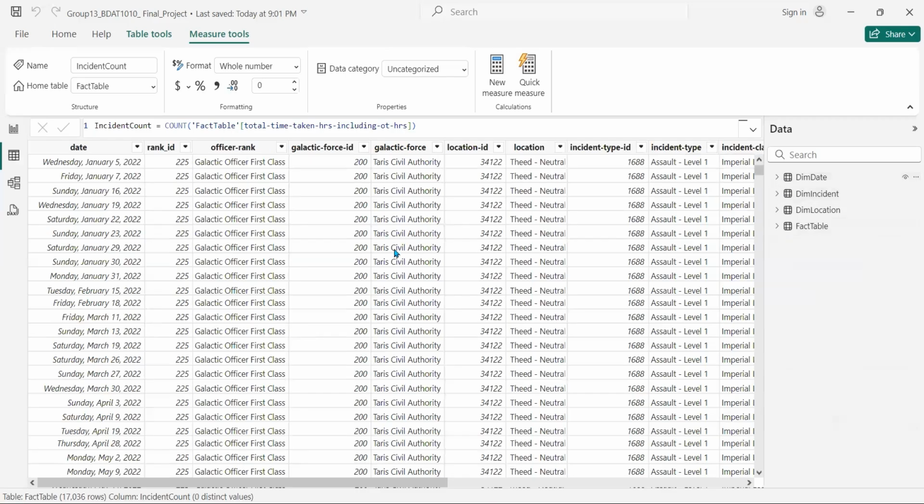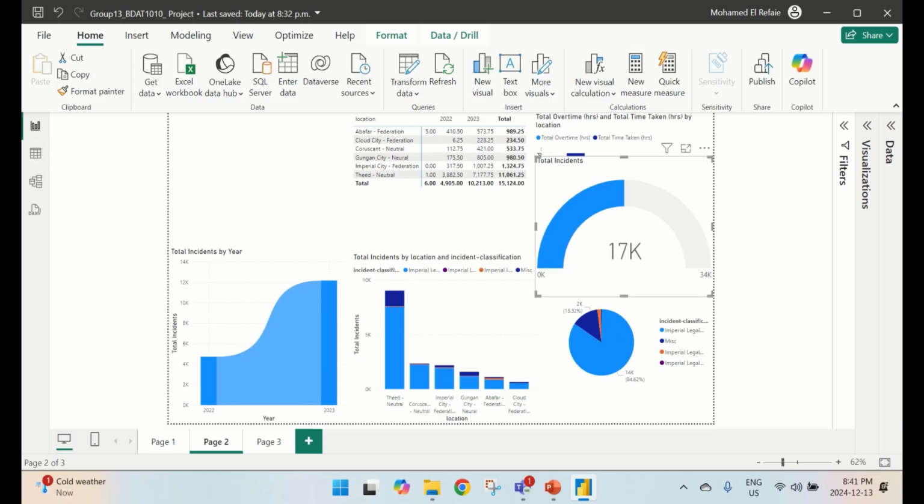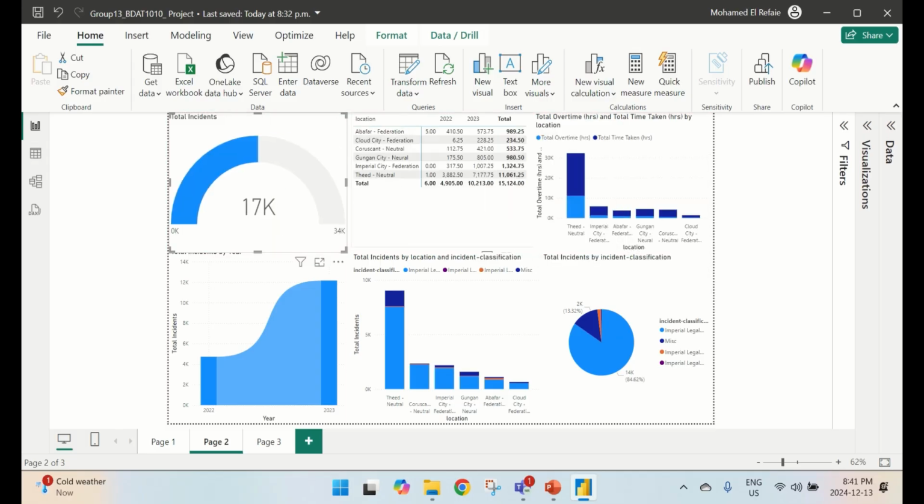Now onwards, I would like to call Mohamed for the further explanation. So the visualization and the uncovered result from it. The first one here we have is the total incidents. We have 17 plus thousand total incidents. The 17 plus thousand total incidents hour breakdown is 10,213 hours for overtime, 15,124 for regular hours. Then we can see down there is the total incidents by year.